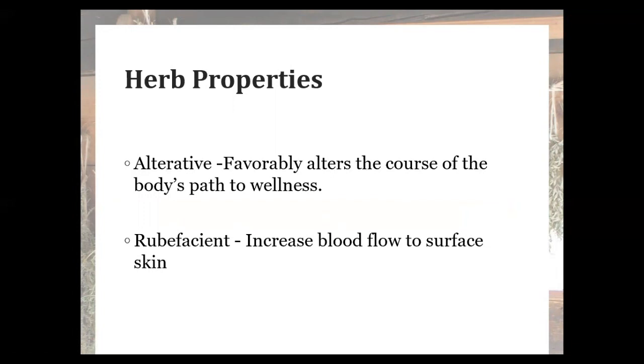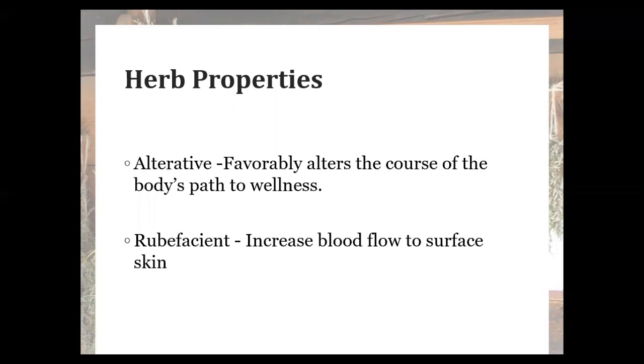Our second property for the week is rubefacient. A rubefacient is something that increases blood flow to surface skin. And I think of 2 ways to remember this. If you look at the root of this word, rub, when you rub your skin, it gets red because the blood flow to the surface skin increases. I also look at the first 4 letters of the word, rube, like ruby, and it reminds me that your skin gets red and increases the blood flow to surface skin. So that's an easy way to remember what a rubefacient does.